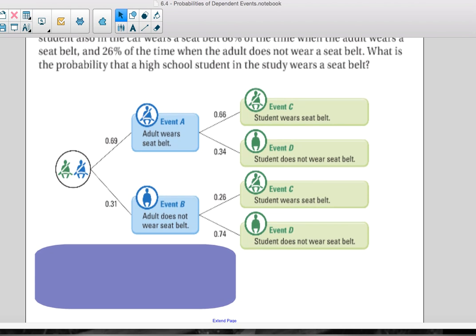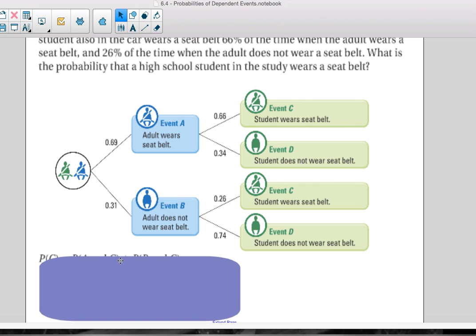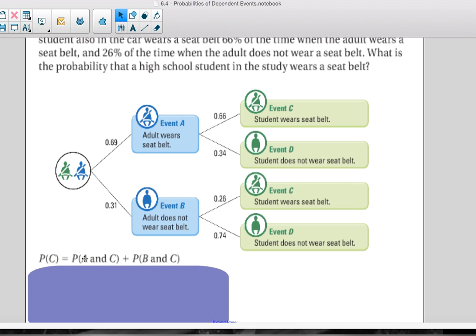So what is the probability that a high school student wears a seatbelt? It's really just the probability of event C happening, right? There are just two ways to get there. So this is where we introduce the word or. It's the probability of this or this one, but it's just titled C, and there are two ways to get there. So we have the probability of A and C plus the probability of B and C, and you would add these two things together.